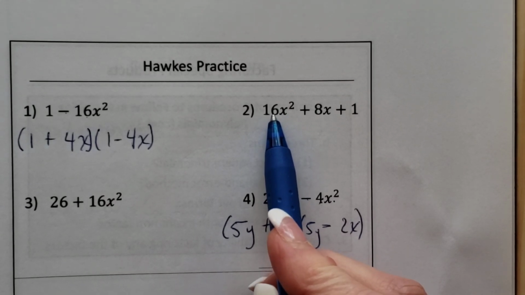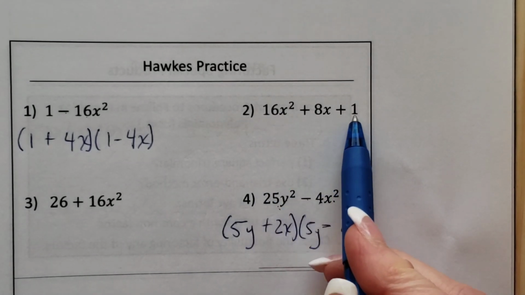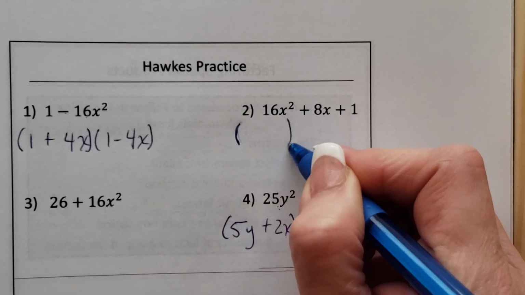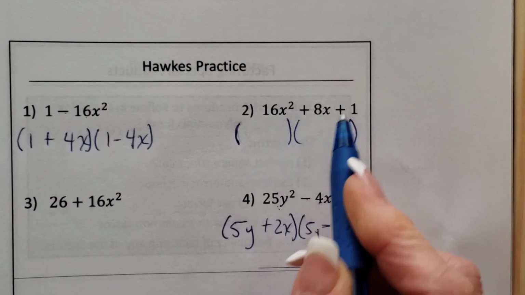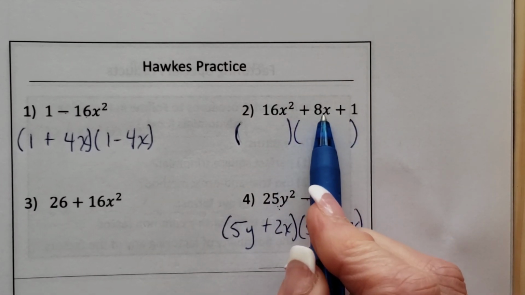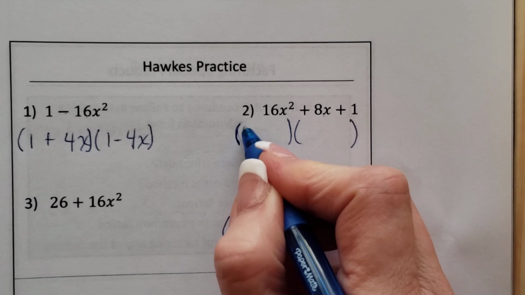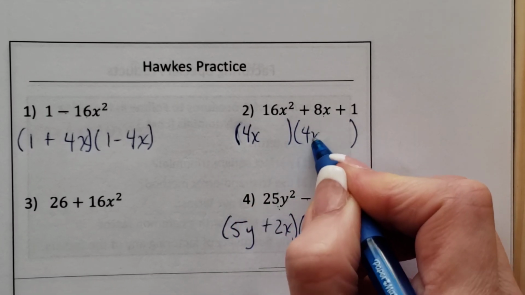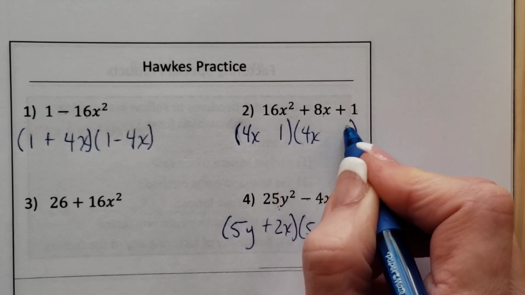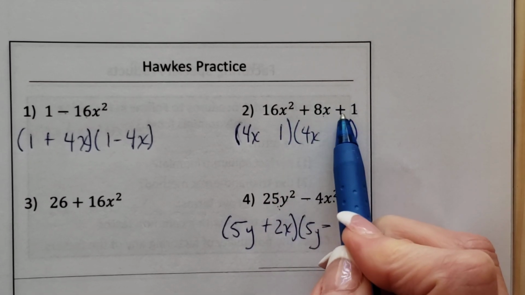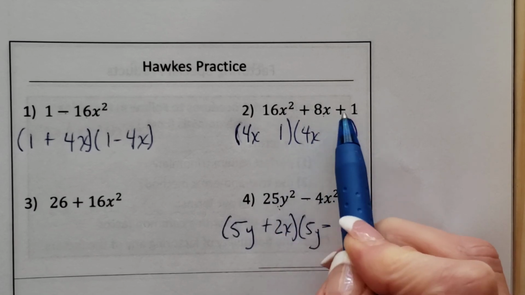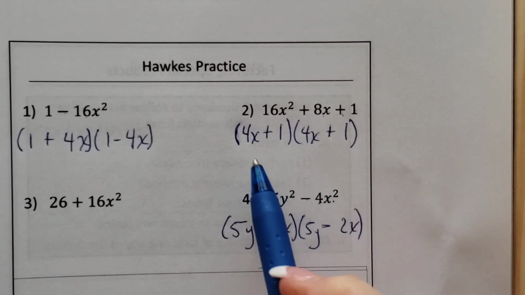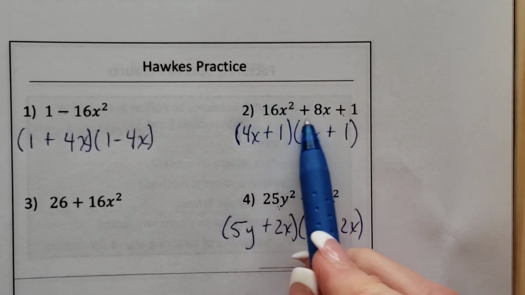16 is a perfect square, so is x squared, and 1's a perfect square. So we're going to go ahead and split up those square roots and see if we can get a positive 8. The square root of 16 is 4. Square root of x squared is x. Square root of 1 is 1. So this says that the two numbers are going to have the same sign, and the signs are positive.